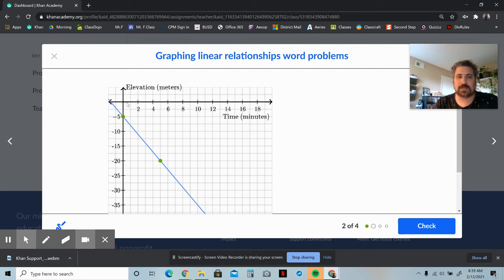So basically 1, 2, 3, 4, 5. 5 minutes in, he's gone down an additional 15 feet, because it's 3 feet descending per minute. And so that means he's 15 feet below where he started. He started at -5, so he ends up at -20, and this is your line.